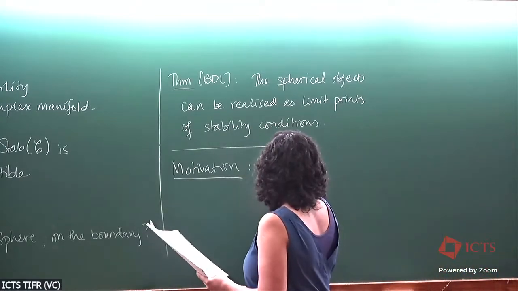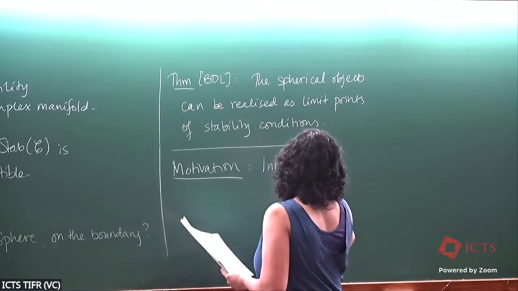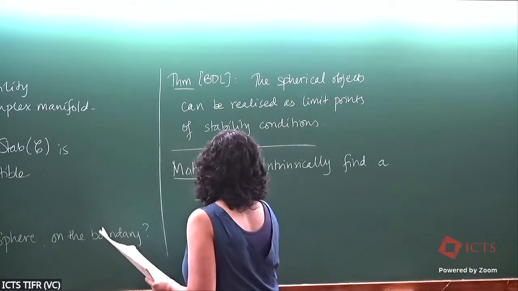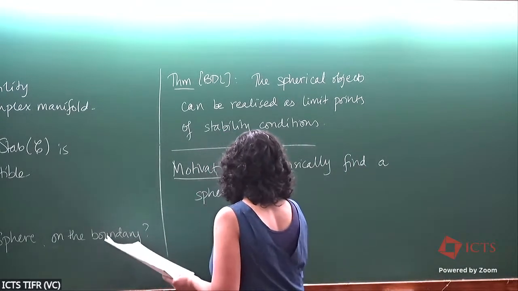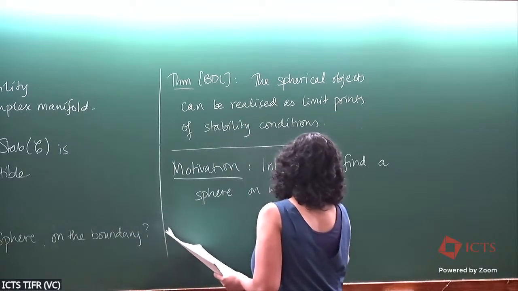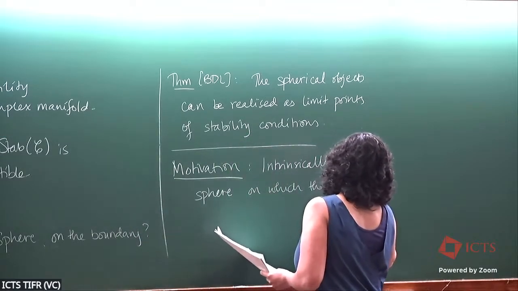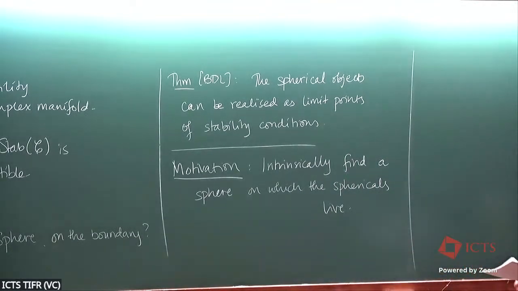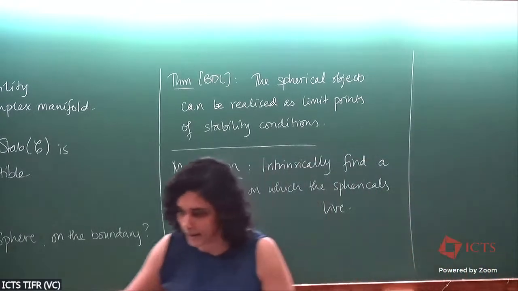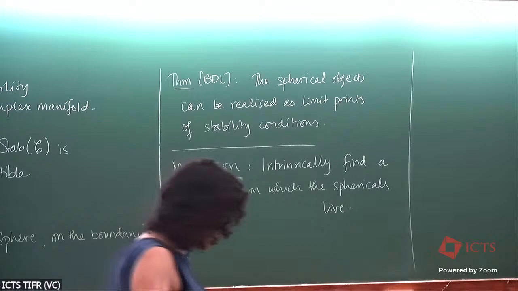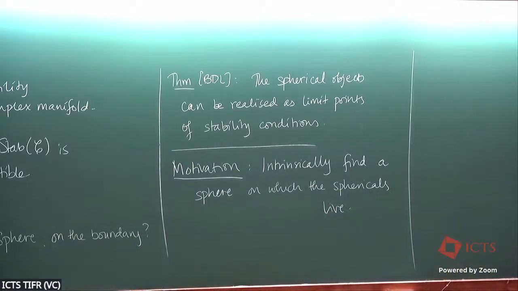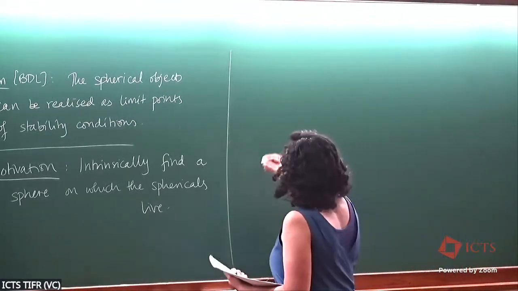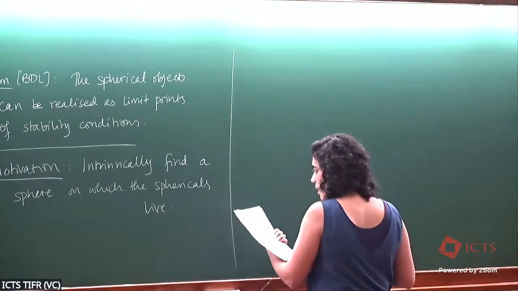So find, intrinsically, a sphere on which the sphericals live. Okay, so that was the vague portion of the talk. And now we come to the actual objects. There's a little bit more technicalities, but then there's a very beautiful answer at the end. So please come back if you fall asleep.